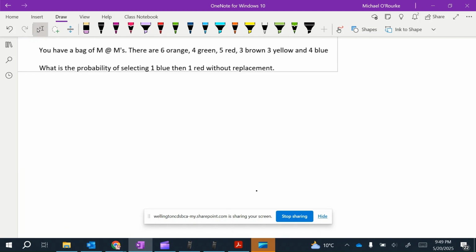So you have a bag of M&Ms. There are 6 orange, 4 green, 5 red, 3 brown, 3 yellow, and 4 blue. What's the probability of selecting 1 blue, then 1 red without replacement? So I'm looking at, now this is going to be dependent because it's without replacement. So what's the probability of getting a blue one first, then a red one second? So that's going to be the probability of getting a blue one.